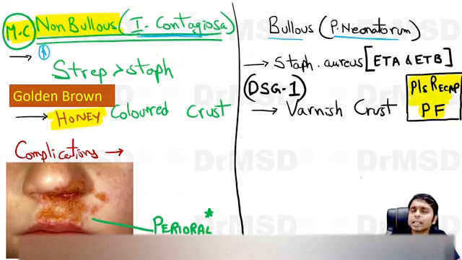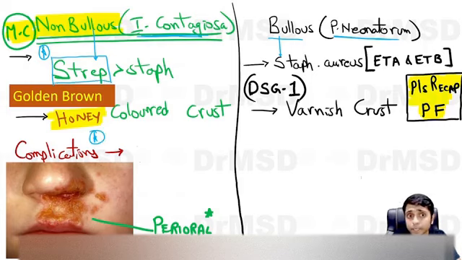Okay, and there is a slight difference between the causative organisms. So the non-bullous form can be due to both strep as well as staph, whereas the bullous form is only caused by Staphylococcus aureus. Okay, and these causative organisms are important to remember. Why? Because this streptococcal component in the non-bullous impetigo is responsible for causing one complication in non-bullous impetigo.